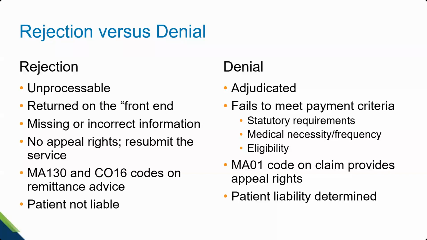There are codes that appear on the remittance advice for rejected claims. You'll find an MA130 and a CO 16 code on that remittance advice. The MA130 remittance advice code explains to you that the claim contains incomplete or invalid information. There's no appeal rights. Because that claim is unprocessable, what you need to do is submit a new claim with the complete or correct information. The CO16 code is a group code that means contractual obligation, and what that really means is that the provider cannot bill for the service.